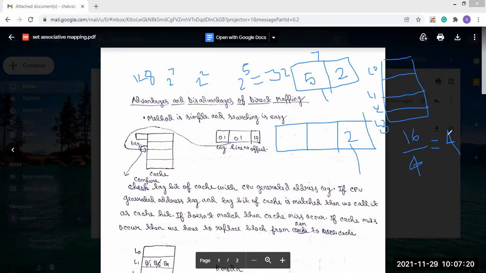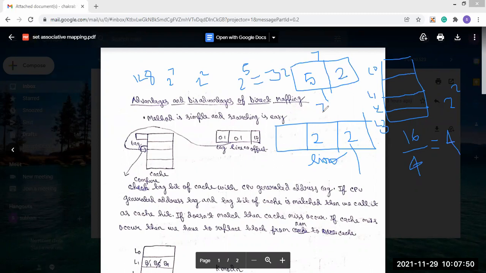Now to represent this 4, how many bits are required? To represent this 4, we require 2 to the power 2, that means a total of 2 bits are required. So one other field will be there, that is the line number. So the line number should be how many bits? The line number should be 2 bits. The 2 bits of data should be the line number.